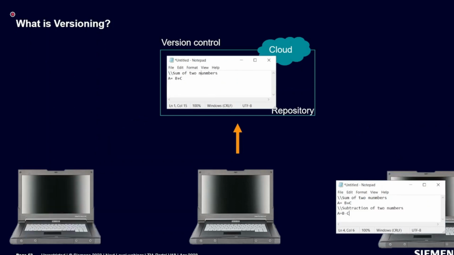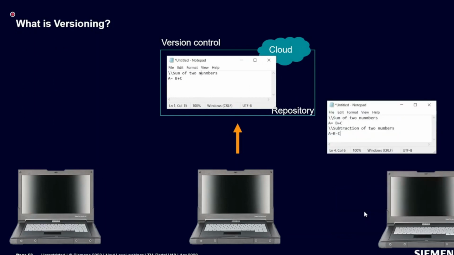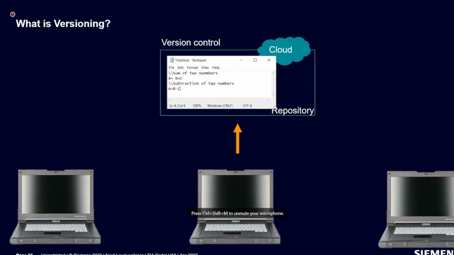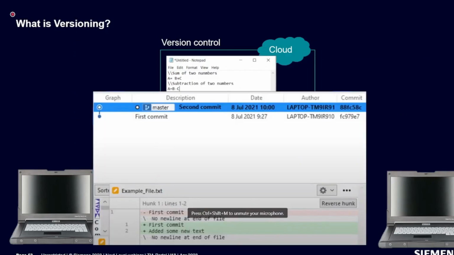Suppose a third engineer has made some changes to the code. What will he do? He will upload the code changes to the cloud, and these changes will be incorporated in the version control. Here you can see some changes added in the code. So versioning means you version control your code so that you can track the changes: who has made them, why, and what was done. So this is a small introduction about versioning.